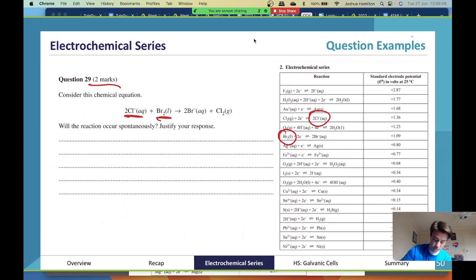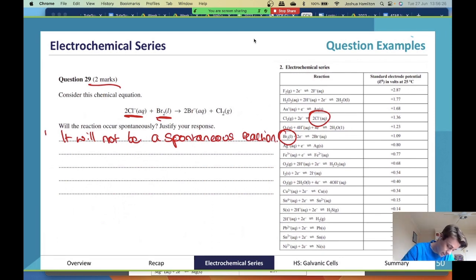How am I going to get my 2 marks? My first mark in this one is essentially going to be if I get it right. Is it yes or no? Well, will it be a spontaneous reaction? It will not be a spontaneous reaction. Full stop. That is the first thing I want you to do. It will not be a spontaneous reaction. That is your first mark. Where is my second mark coming from? My second mark is going to be coming from this. Justify your response. They want you to justify it.